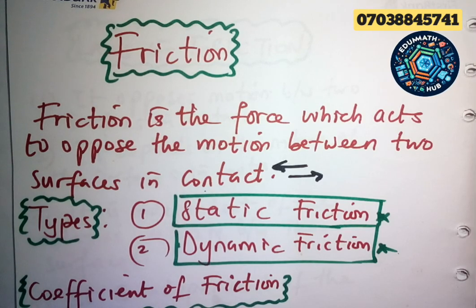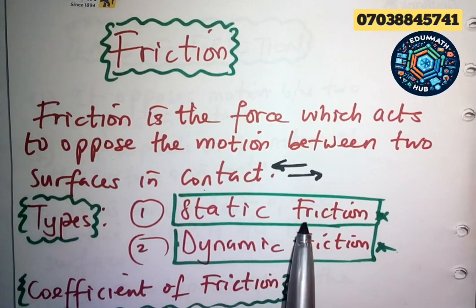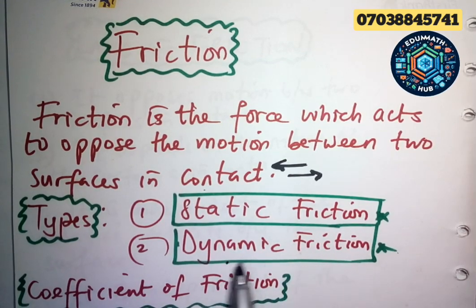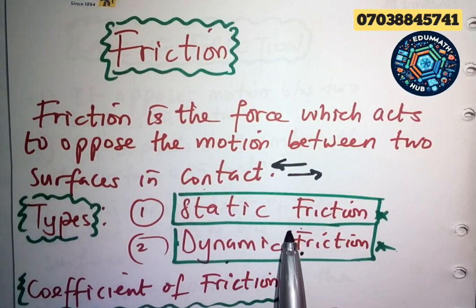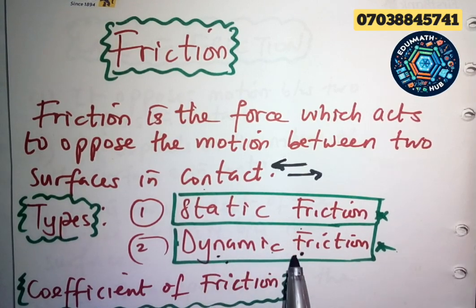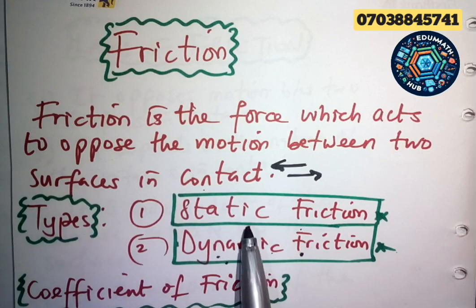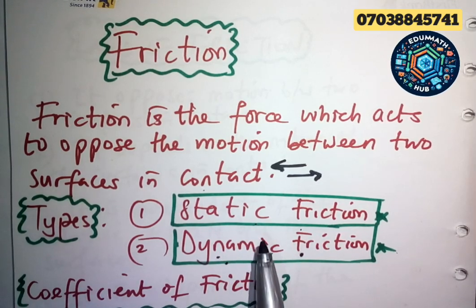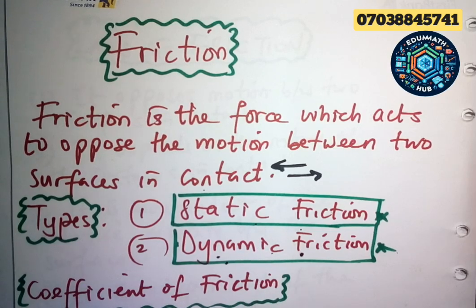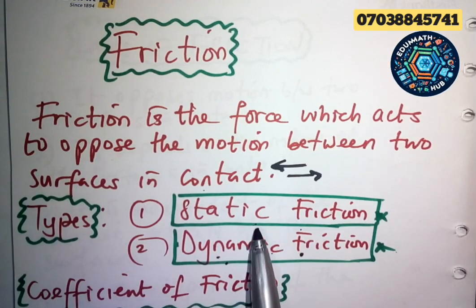Now there are two types of friction. We have static friction and dynamic friction. Static friction can also be called limiting friction, while dynamic friction can be called kinetic friction. Static friction is the kind of friction which acts on a body that is at rest, where you need a force to start to move the body. The force that you must overcome is called static friction. So this is the friction between a body and a surface when the body is at rest.